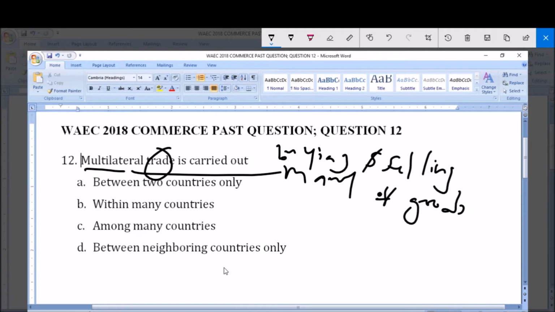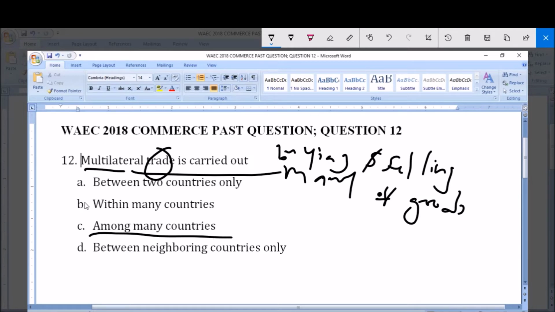Then multilateral trade is carried out dash: A, between two countries only; B, within many countries; C, among many countries; D, between neighboring countries only. The correct option here is option C, among many countries.